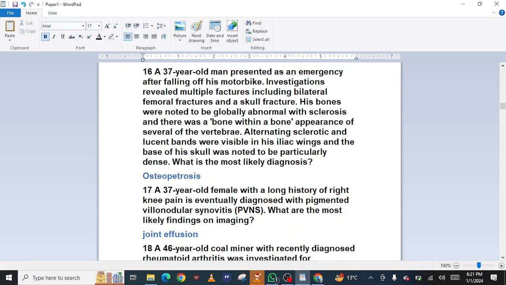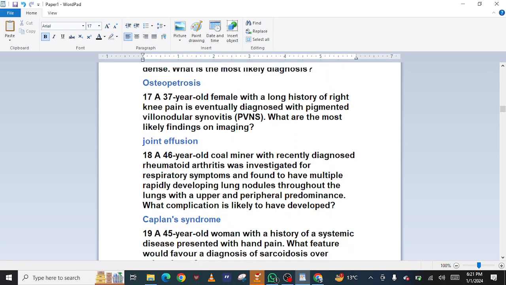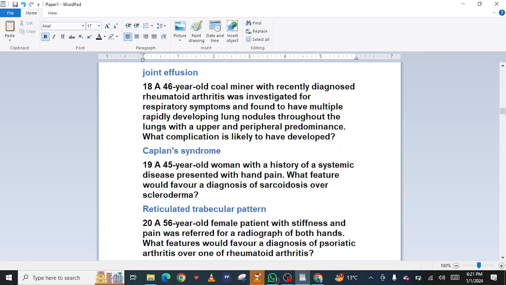17. A 37-year-old female with a long history of right knee pain is eventually diagnosed with pigmented villonodular synovitis, PVNS. What are the most likely findings on imaging? Joint effusion. 18. A 46-year-old coal miner with recently diagnosed rheumatoid arthritis was investigated for respiratory symptoms and found to have multiple rapidly developing lung nodules throughout the lungs with upper and peripheral predominance. What complication is likely to have developed? Kaplan syndrome.